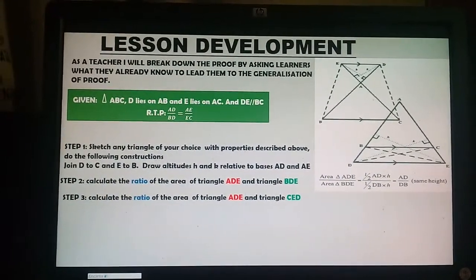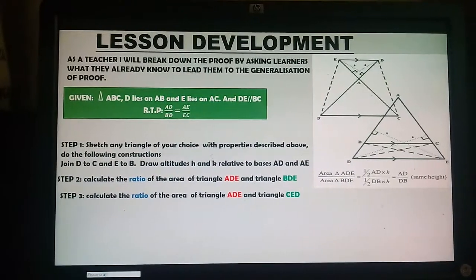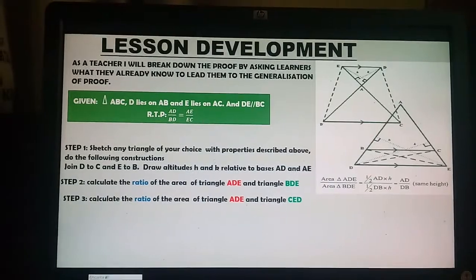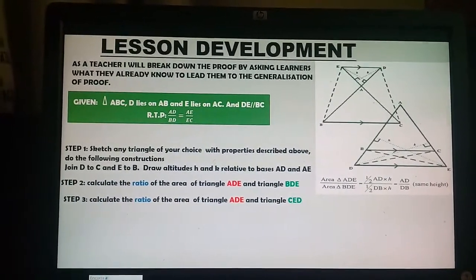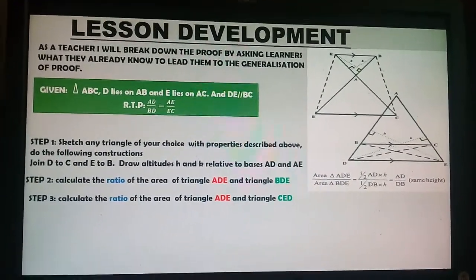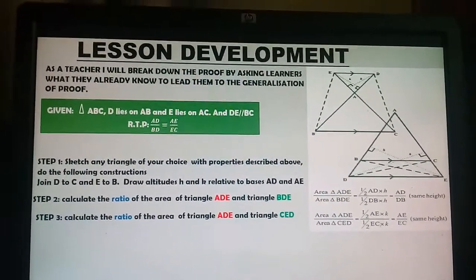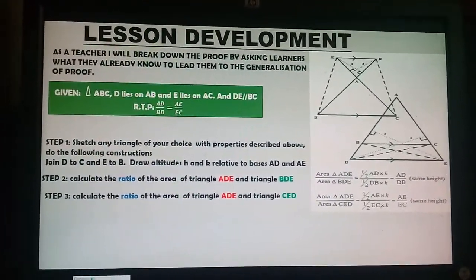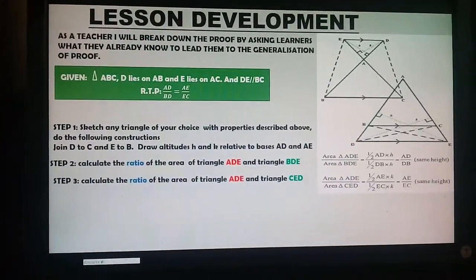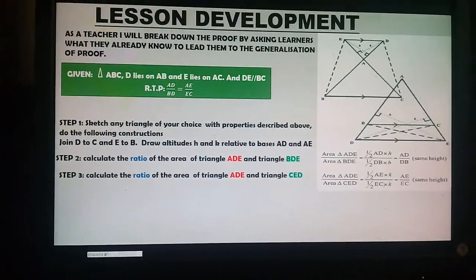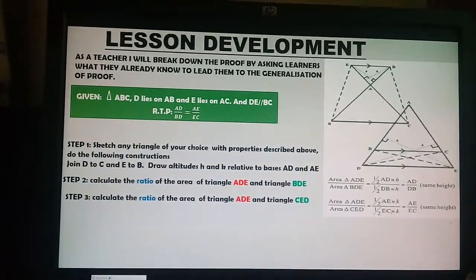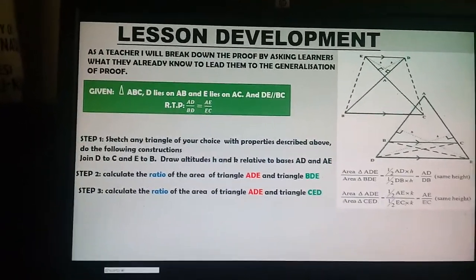Then in step number 3, I will ask the learner to calculate the ratio of the area of triangle ADE and triangle CED. From there I'm expecting learners to give me a ratio of the area like this one. Area of triangle ADE is equal to half. What is the base for that triangle? The base is AE multiplied by height. What is our height now? In this case, our height is k.